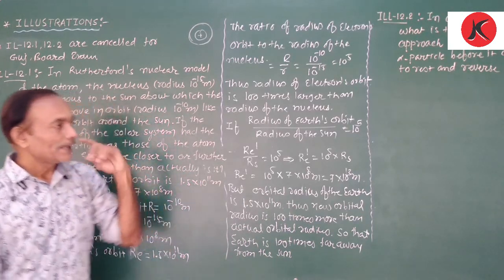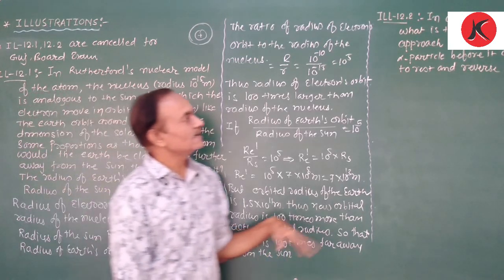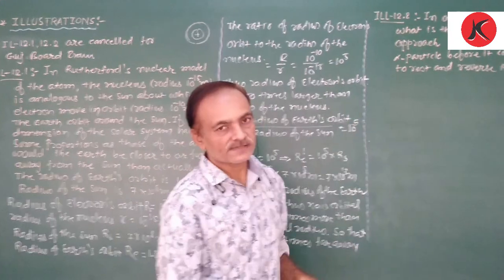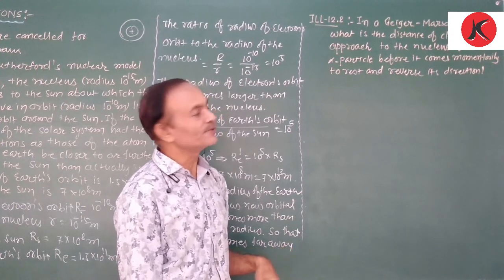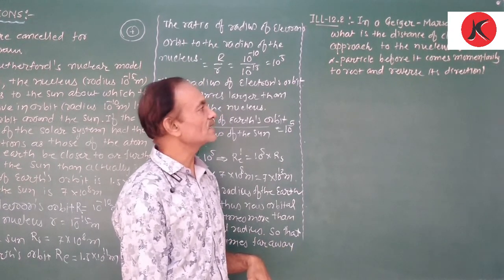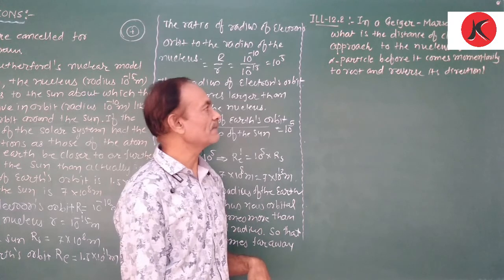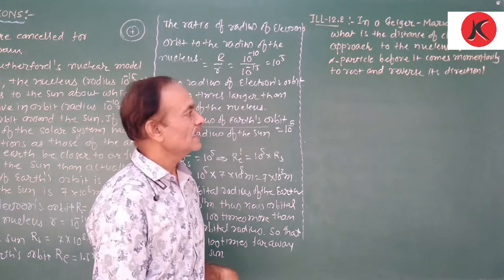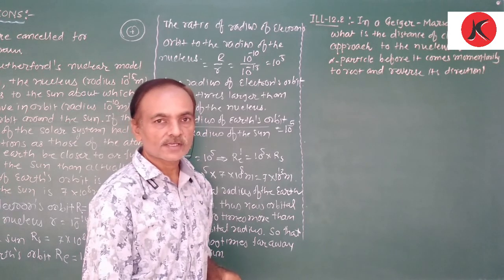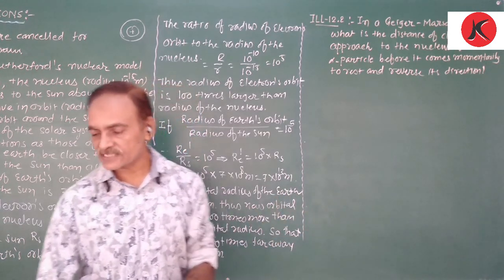Right? Now the second illustration is that in Geiger-Marsden's experiment, what is the distance of the closest approach to the nucleus of 7.7 MeV energy alpha particle before it comes momentarily to rest and reverses its direction. Already we discussed Geiger-Marsden's experiment.